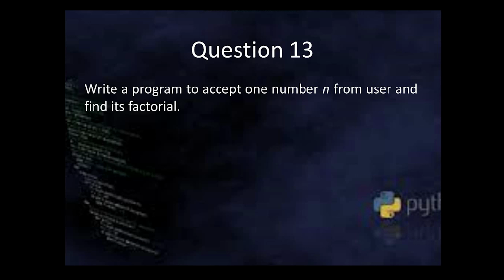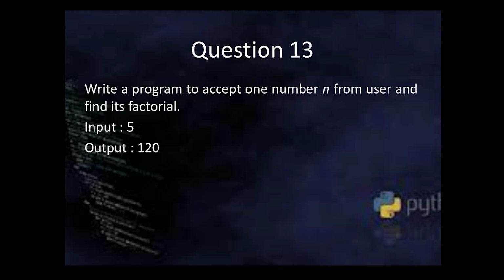Now, the next question is, write a program to accept one number from the user and find its factorial. For example, if I've inputted value 5, the output should be 120. Now, many might know what a factorial is because it's a very basic mathematical term. But if you don't know, I'll just recall it for you.